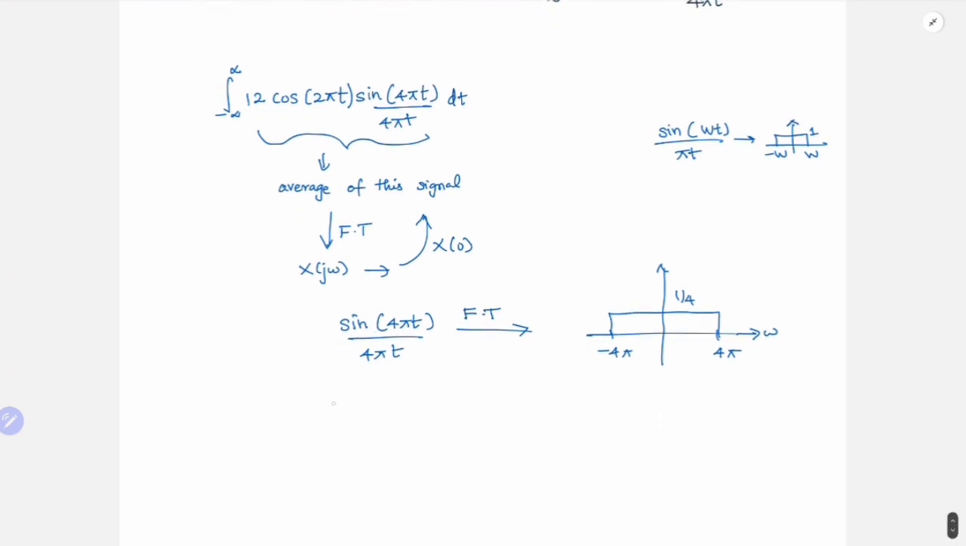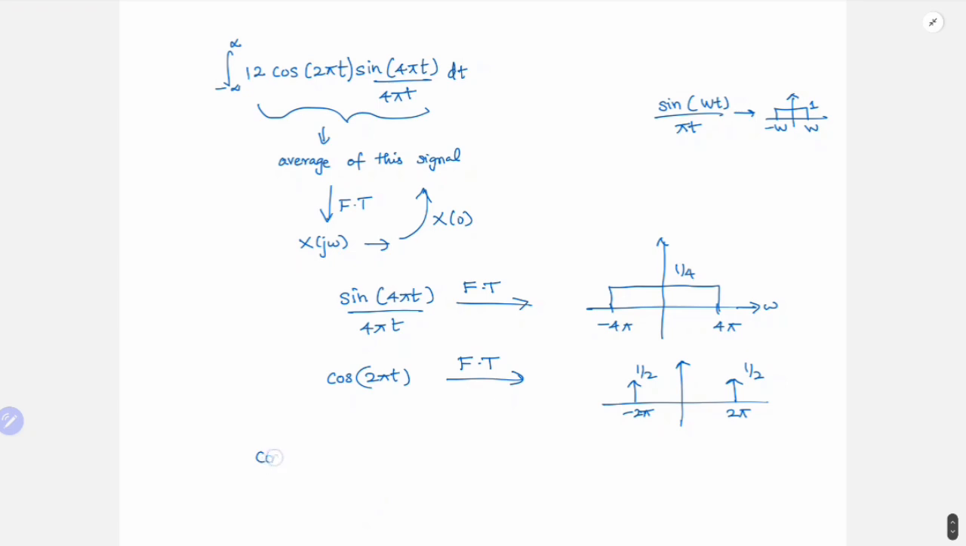Okay. So next, my cos 2 pi t. This is a periodic signal, so what will be its Fourier transform? It will just be an impulse at 2 pi and minus 2 pi. And what will be the value of the impulses? It will be 1 by 2, right? Because cos 2 pi t is 1 by 2 e power j 2 pi t and 1 by 2 e power minus j 2 pi t.